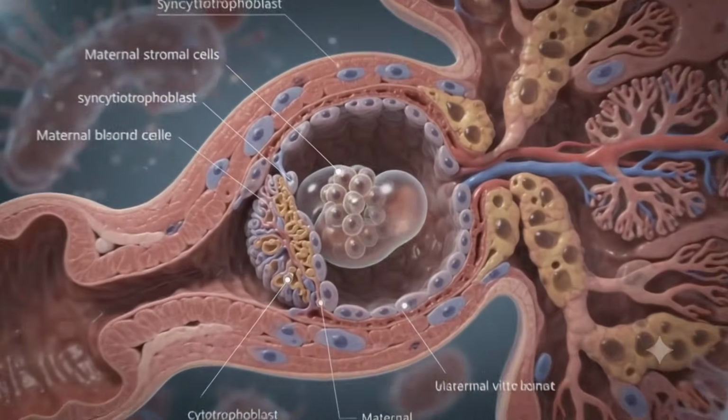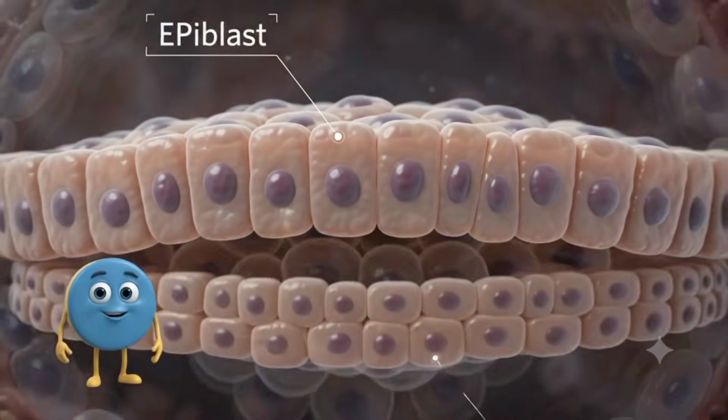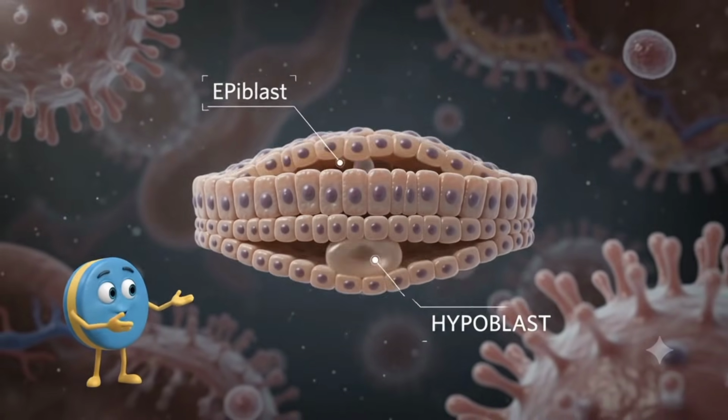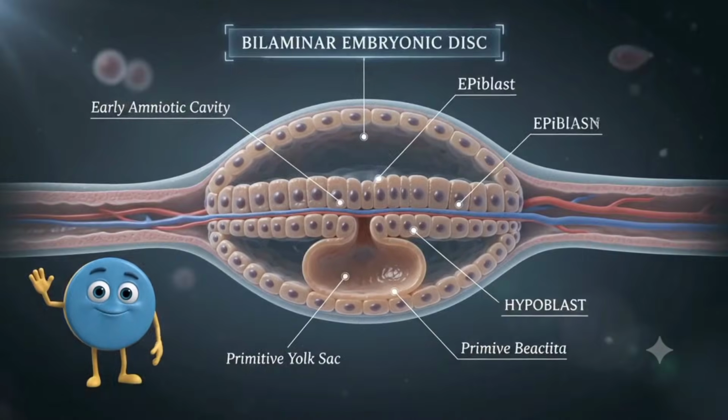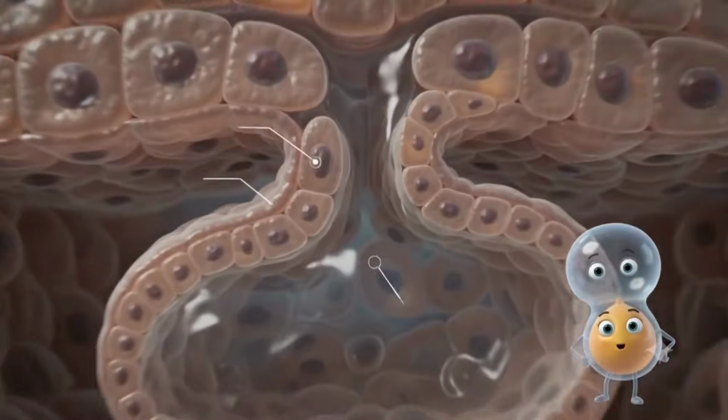After implantation, the inner cell mass begins a remarkable reorganization. Together, these layers form the embryo's major foundation of development. As the bilaminar embryonic disc develops, two important spaces become more distinct.